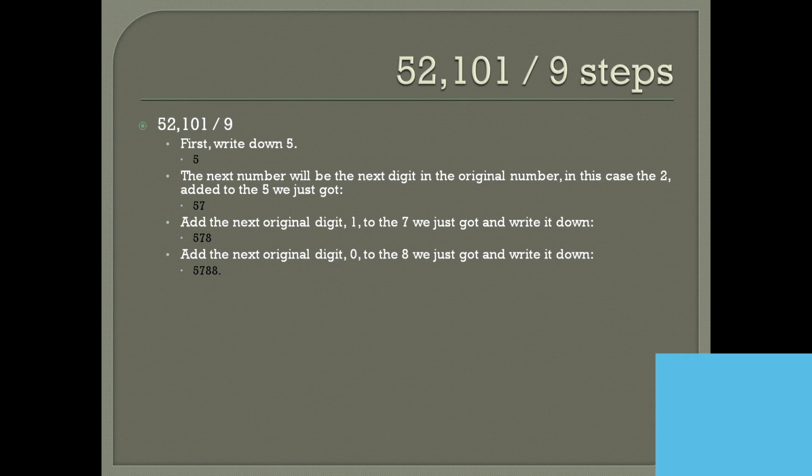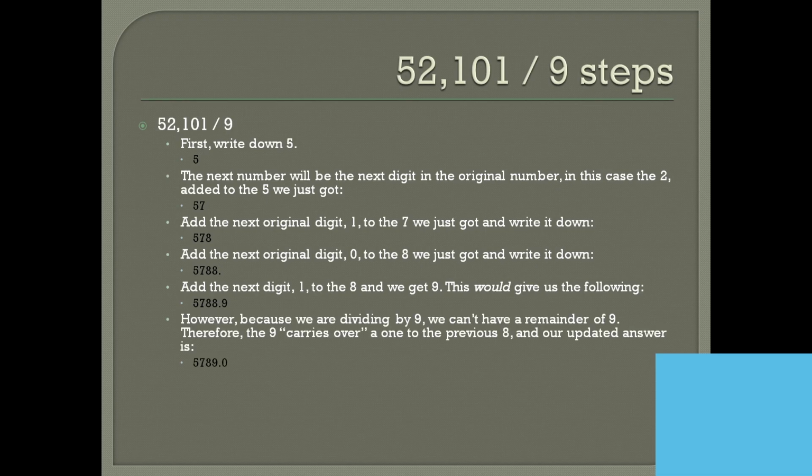But now we have our last number, which is another 1. 8 plus 1 is 9. But since we're dividing by 9, we just carry that 1 to the previous number. This is exactly the same process as when you're carrying 1 when you divide by 10s, but here we're doing it with 9s instead of 10s. So if we carry that 1, that means our final 8 has to increase by 1, and we end up with 5789 as our final answer.